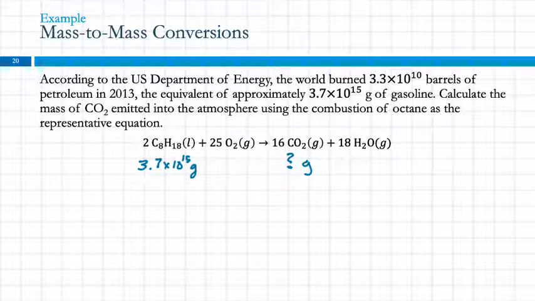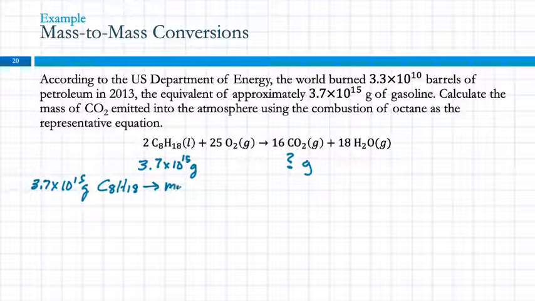And what's the path? Grams to moles to moles to grams. So in these earlier ones, I'm going to write that out. We're going to start with 3.7 times 10 to the 15th grams of C8H18. Grams to moles. So I'm going to convert that to moles of C8H18. I'm going to completely ignore these other things. I'm only interested in CO2. So I'm going to convert this to moles of CO2. Grams to moles to grams.